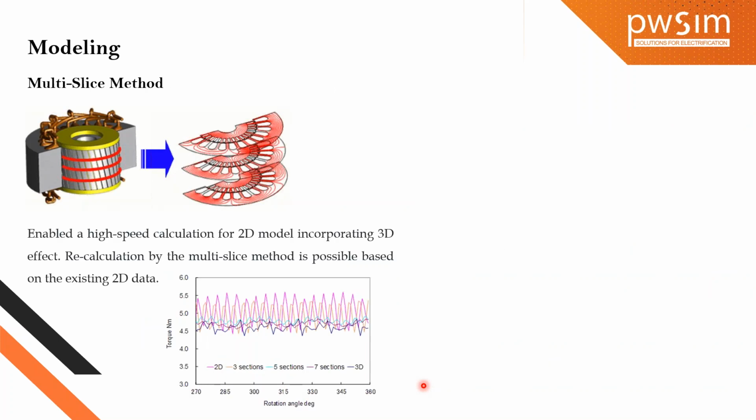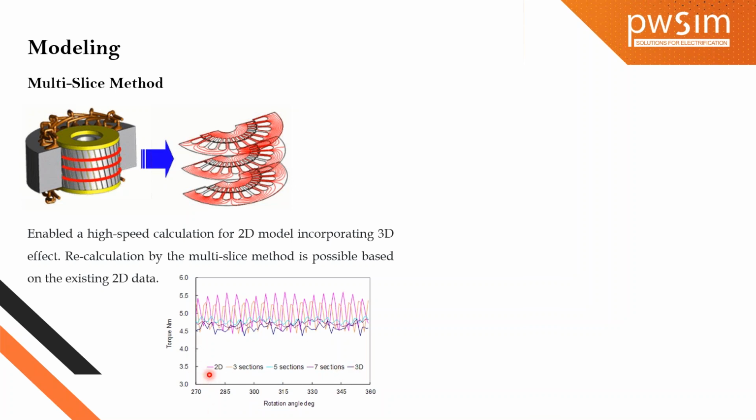We have another key function, the multislice method, where for a 3D model with a skew effect, that can be simulated by using the multislice method with faster time. For example, it enables high-speed calculation for a 2D model incorporating the 3D effect. I mean, recalculation by the multislice method is possible based on the existing 2D data. We can define the rotating angle in degrees, and we can select the sections, like 5 sections or 7 sections axially, define the skew angle, and perform the analysis.